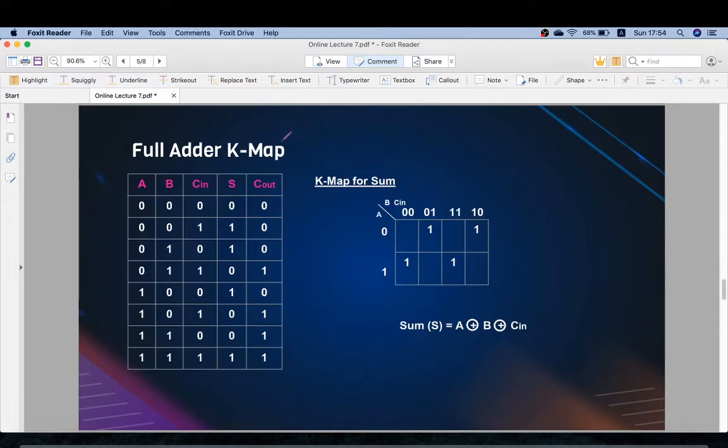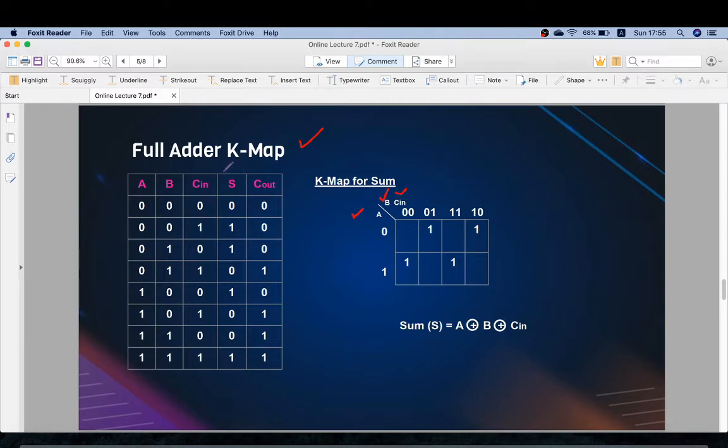Now we will draw the K-map for the full adder truth table. We have two outputs, S that is sum and C out that is carry output. So there will be two K-maps for this. Let's start by making the first K-map for the output S or sum. What are the rules? As the same, we have three inputs, so a three variable K-map will be drawn, A, B, C, and so these are the three variable K-map.